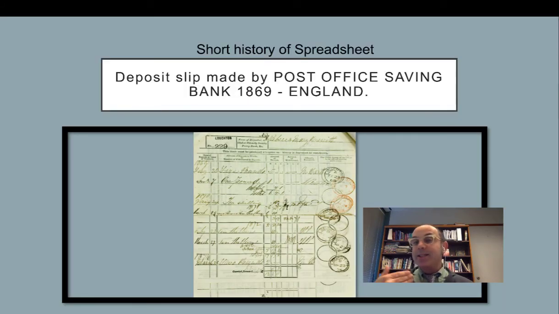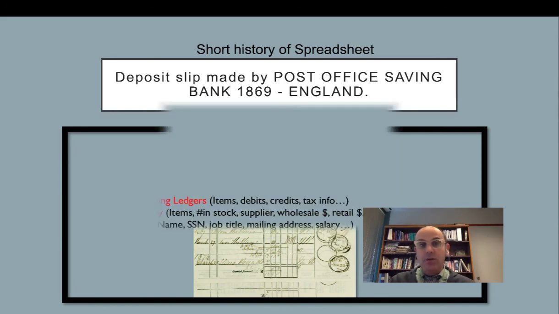If I look at the spreadsheet in the context of history, in 1869, the Post Office Savings Bank in England posted this. Every time you went to the bank and posted some money, a clerk would record the time and the amount that you posted, on paper. This is the idea of a spreadsheet. Nowadays, we do that on a spreadsheet.